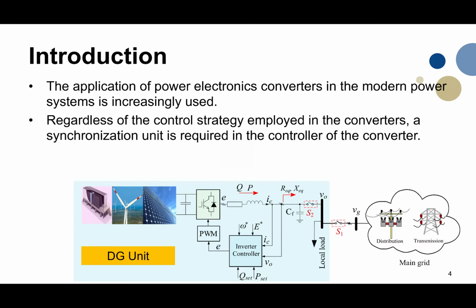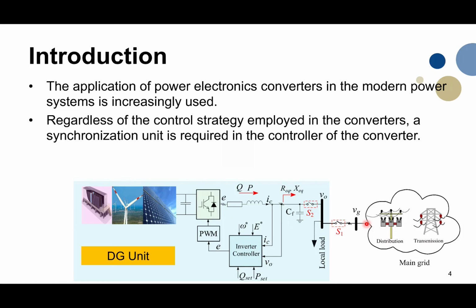Regardless of the control strategy employed in the converter, a synchronization unit is required. The synchronization unit enables the converter to connect effectively to the grid. It provides accurate real-time phase information of the power grid for the robust synchronization of this converter. The synchronization is usually accomplished by detecting the phase of the grid voltage using a phase lock loop, for example.